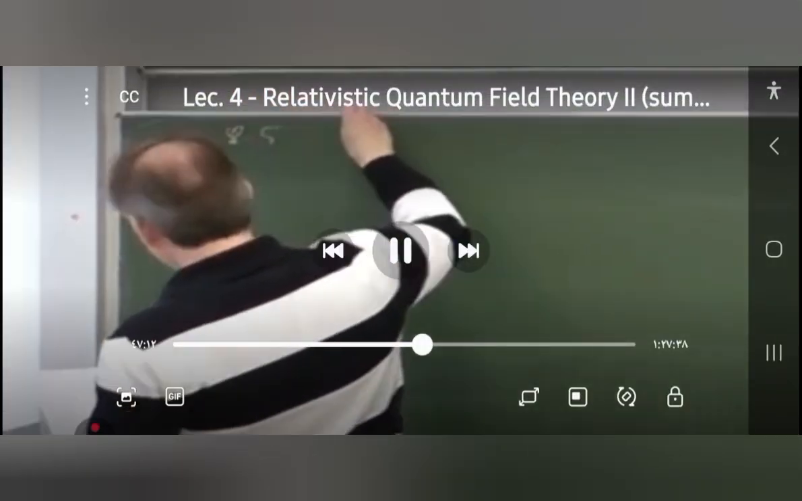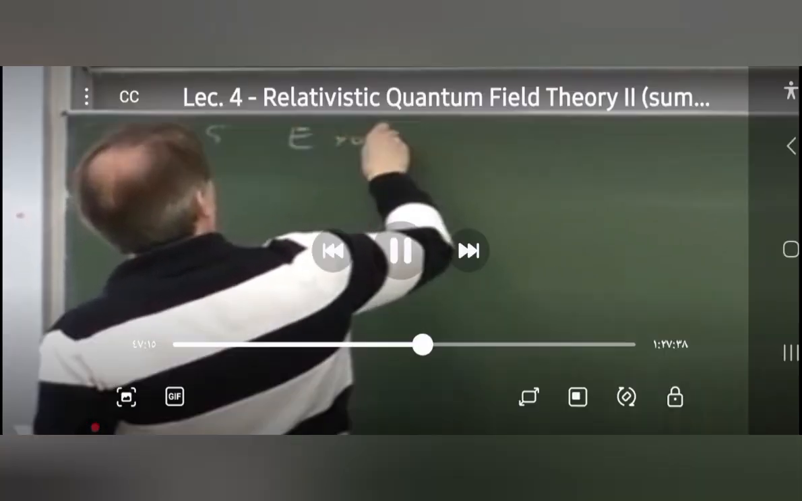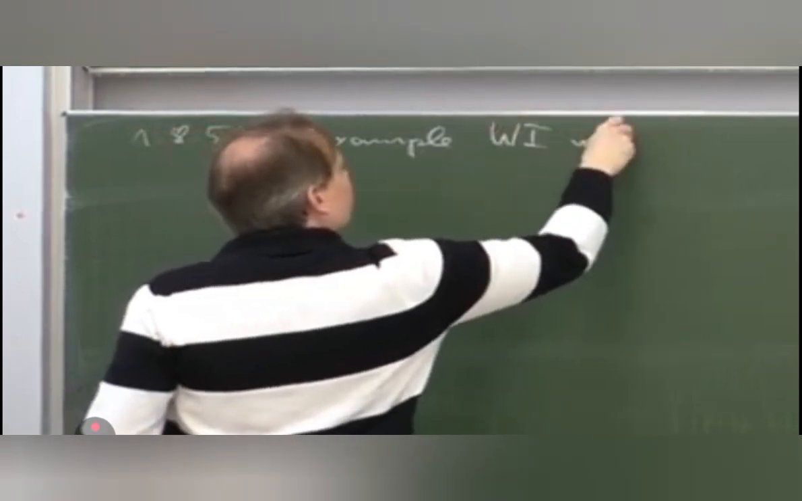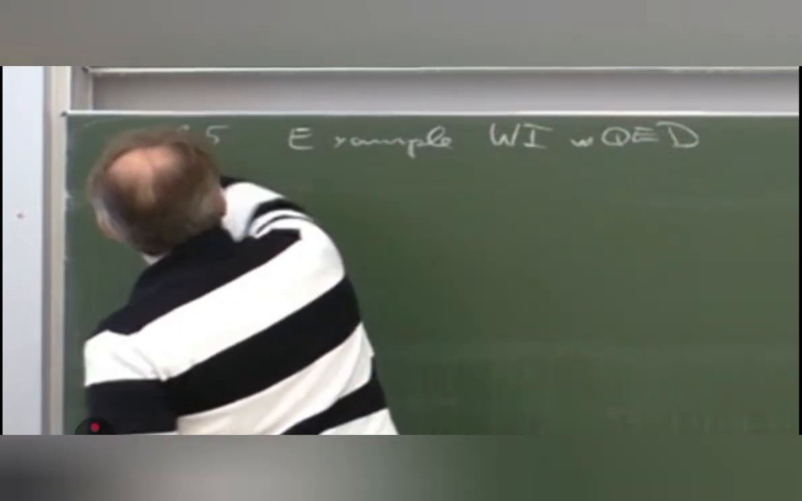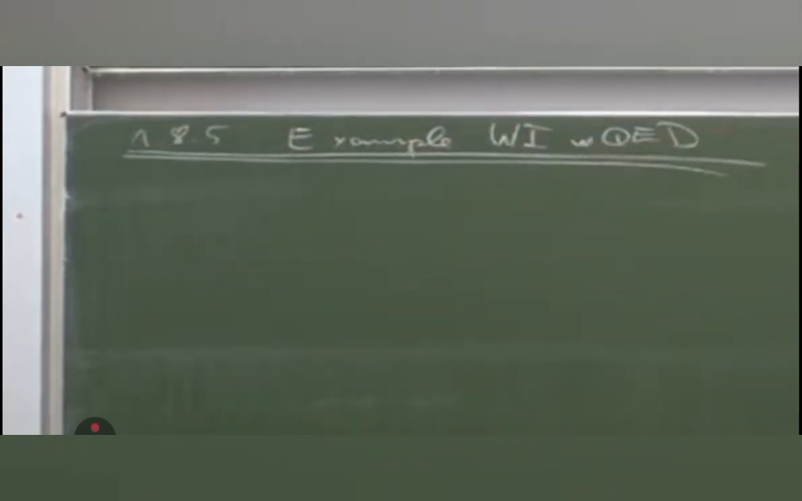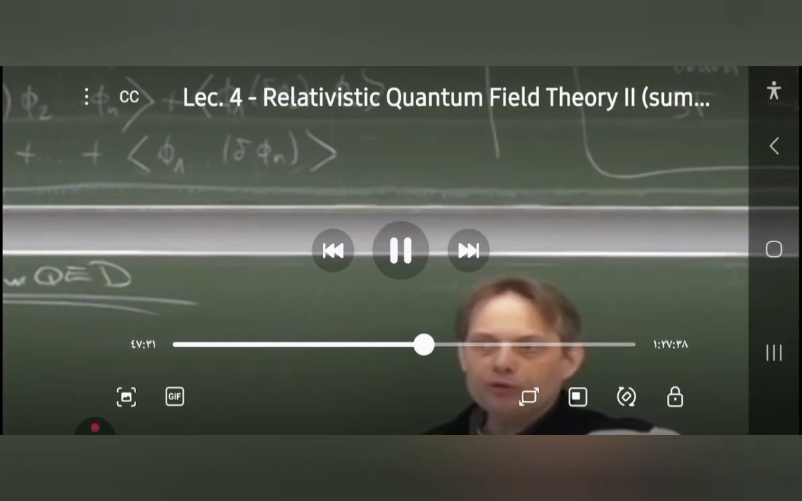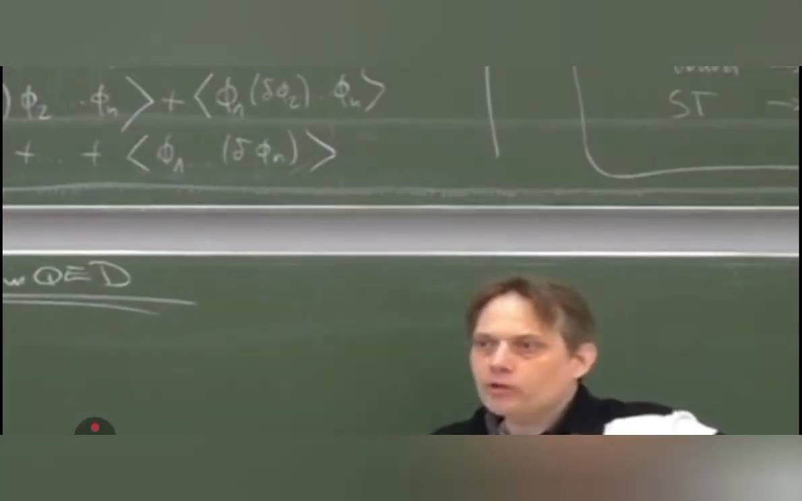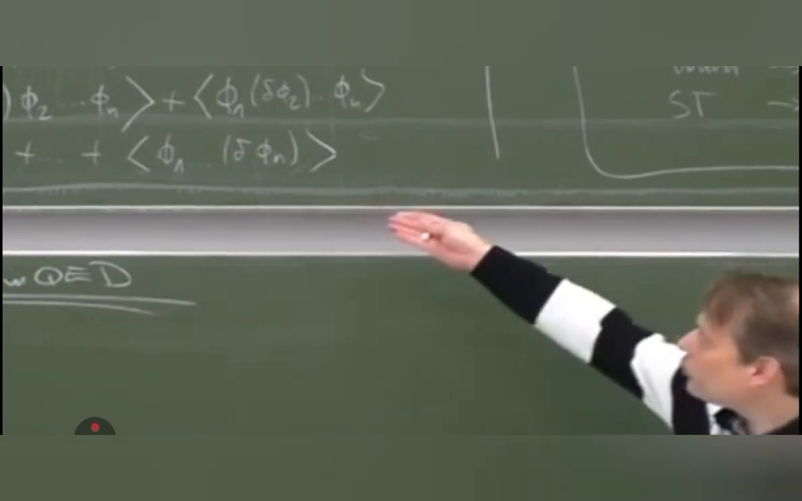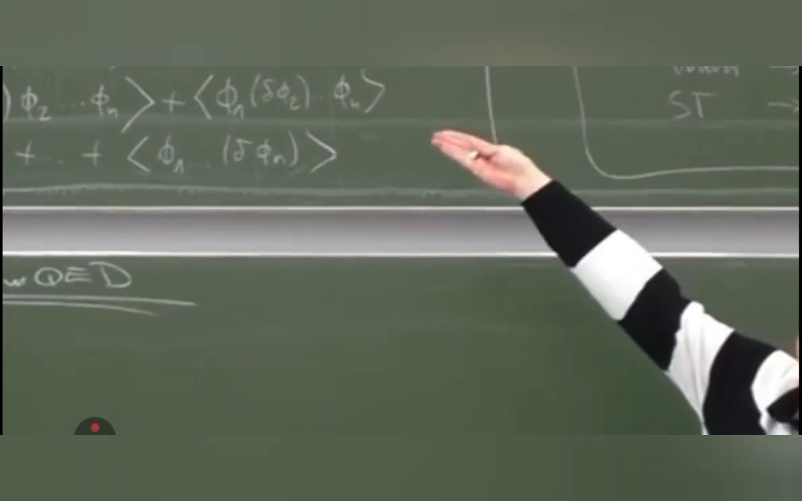So this is an example, a Ward identity in QED. And then you will see not only the derivation of it, but you will also see what I always claimed, namely that the statement follows from gauge invariance, because now we will start by using gauge invariance as the transformation of the fields.